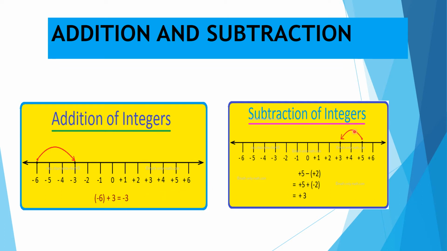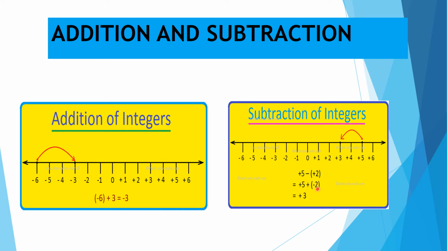Now subtraction of integers. The question is plus 5 minus plus 2. Now children, this is very important. Note here, when there is a minus sign, we change it to plus sign, and the number which is just after this sign, you change that number to its opposite or inverse. Inverse and opposite are the same. Now see, it is plus 2. So the inverse of plus 2 is minus 2.